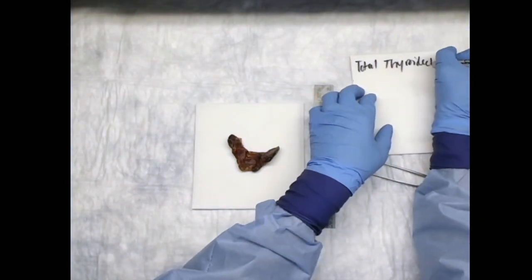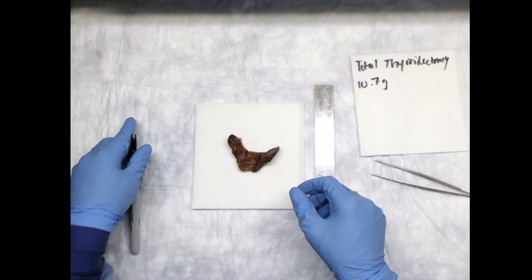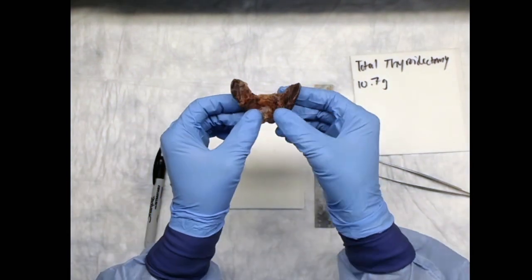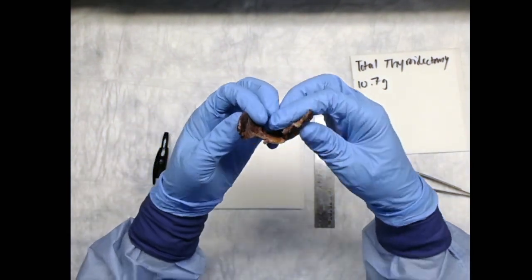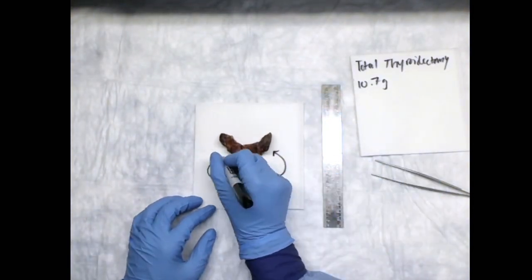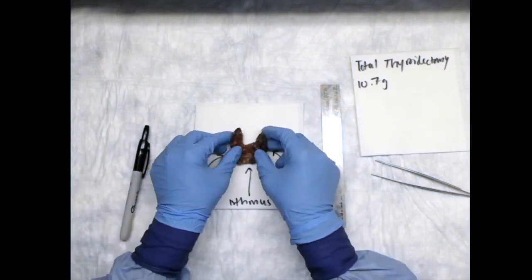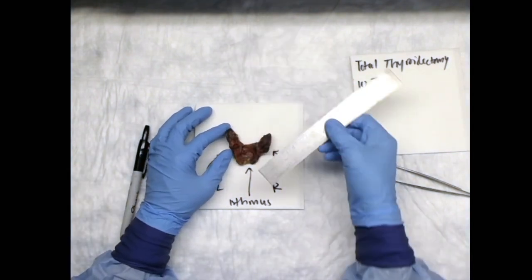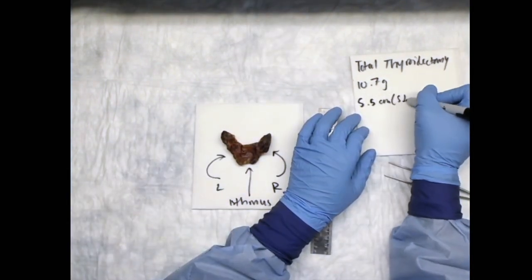First, weigh the specimen. Then anatomically orient the specimen. For total thyroidectomies, these specimens are usually easily oriented. The flat and slightly concave aspect of the thyroid lobe is posterior, and the isthmus will be present inferiorly and medially, attaching the two lobes to one another.